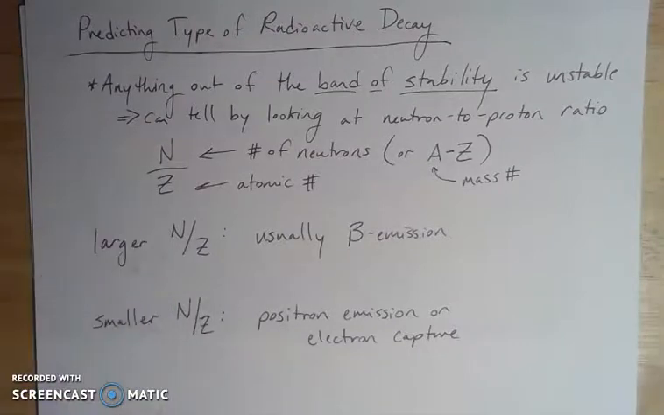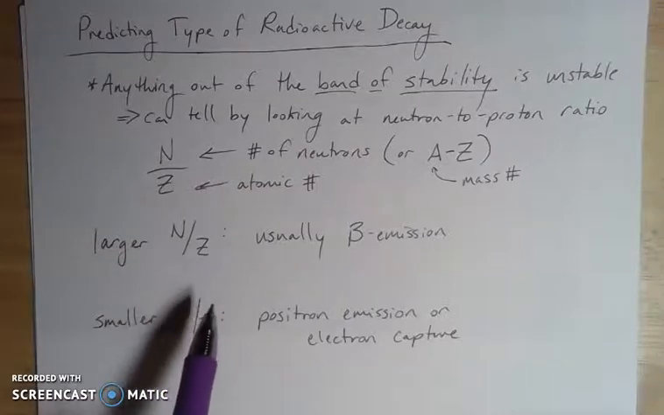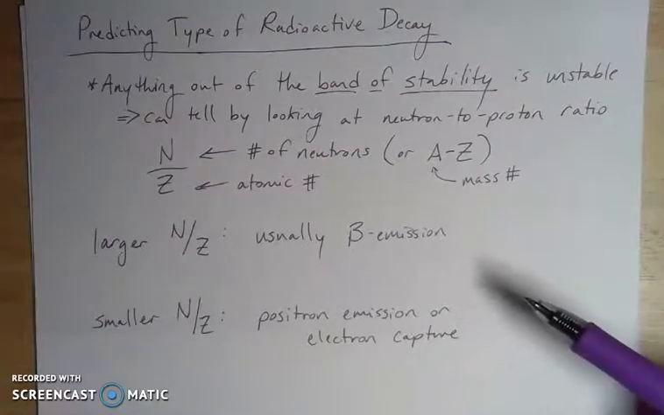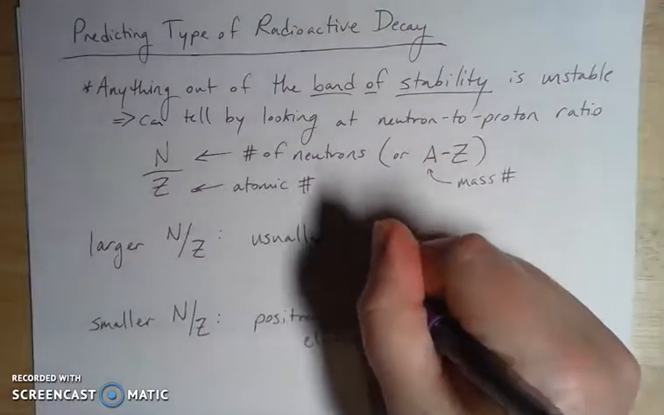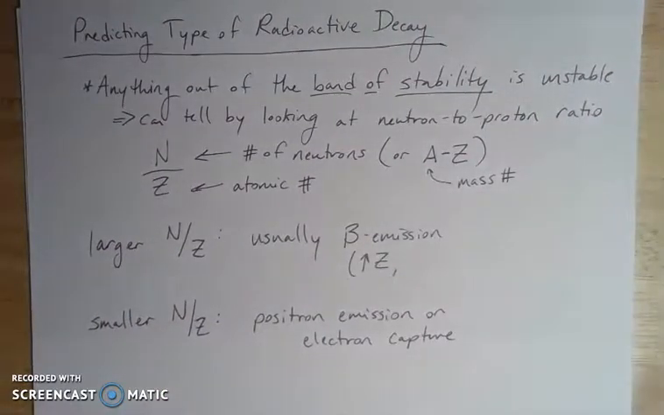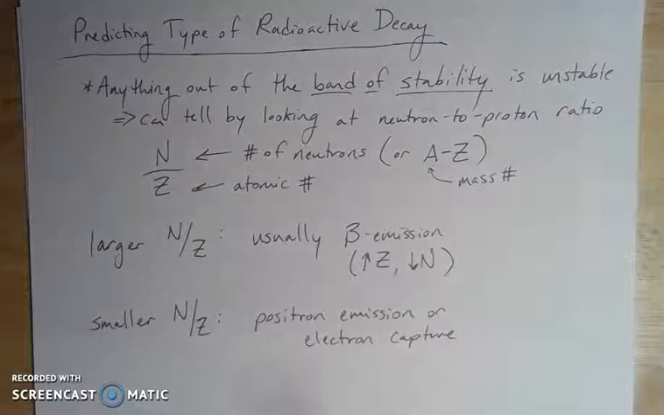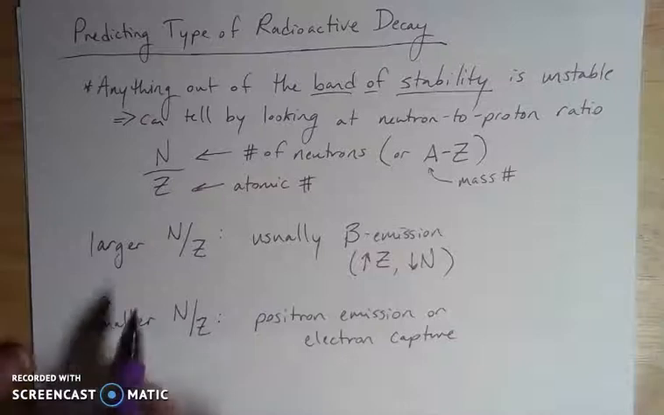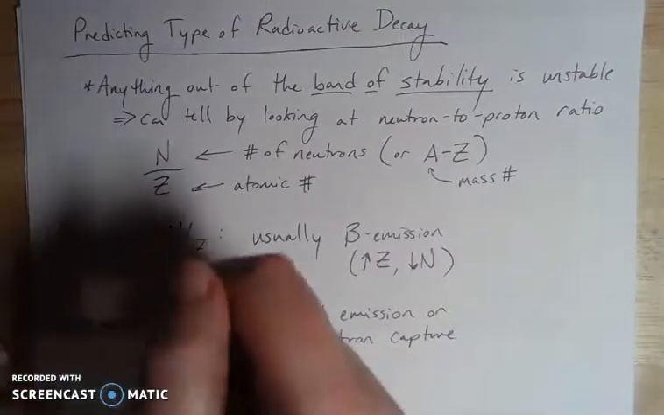So if we're looking at this ratio then, the larger the ratio, the larger the N to Z ratio, that is usually going to give us beta emission. And the reason that it would give us beta emission is because it's going to increase our Z, and that will decrease our number of neutrons. So remember, Z, for reasons that I will never understand, is the symbol for atomic number. So it increases the number of protons, decreases the number of neutrons. And so if I have a larger N to Z value, if I'm thinking about this band of stability, then this is going to be kind of to the left of my band.